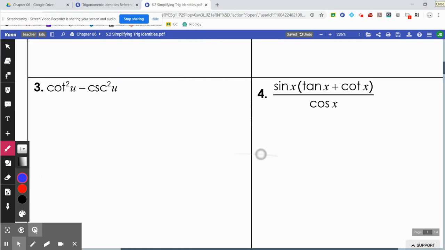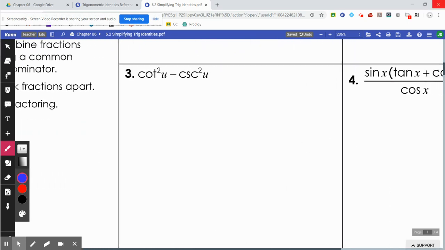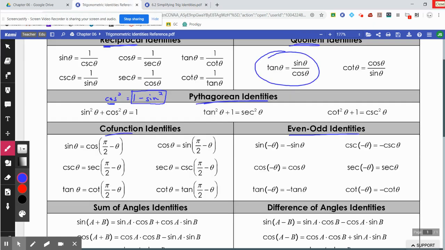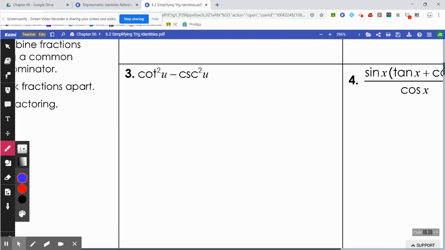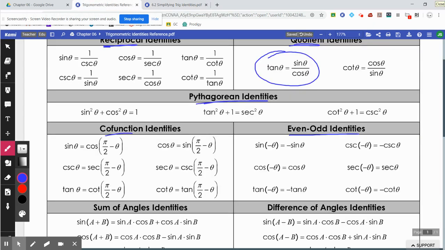Okay, number 3. We can look to try to possibly factor this. That would be difference of squares would be one method. The other method, as soon as I see squares, I think Pythagorean. So let's go to our Pythagorean identities here, and let's see if we can do anything with either one of those. I know that, let's see, we're dealing with our problem in cotangent squared and cosecant squared. So here is a cotangent squared and cosecant squared, the relationship.